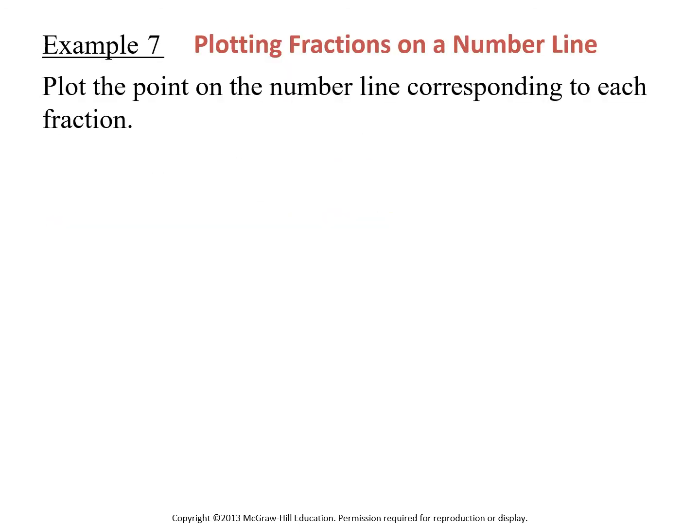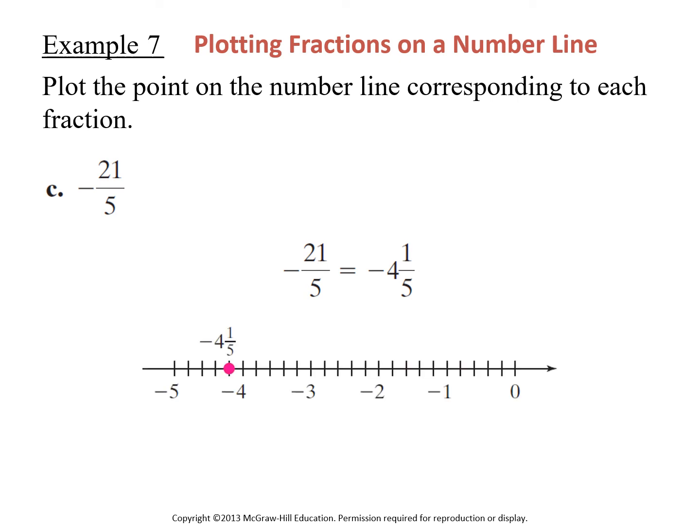So here we're going to be plotting fractions on a number line. The number 1/2 is right there, halfway between 0 and 1. 5/6. So each one of these represents a sixth, and that's where 5/6 goes. Negative 21/5. Well, it's also negative 4 1/5. So we're going to start at negative 4 and then continue to the left till we have negative 4 1/5.